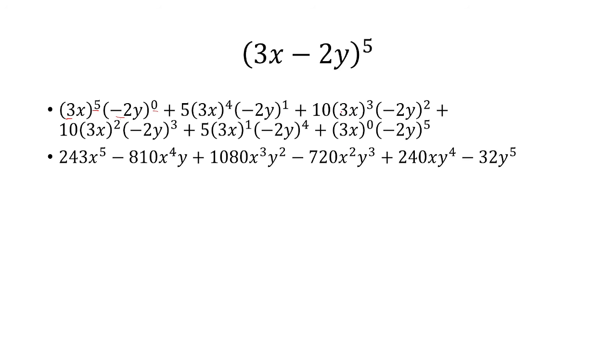So like for the next one, you do 3 cubed is 27. Negative 2 squared is 4. You do 27 times 10 times 4. That is 1080. And then you have x cubed, y squared, etc. And so this is our final answer.